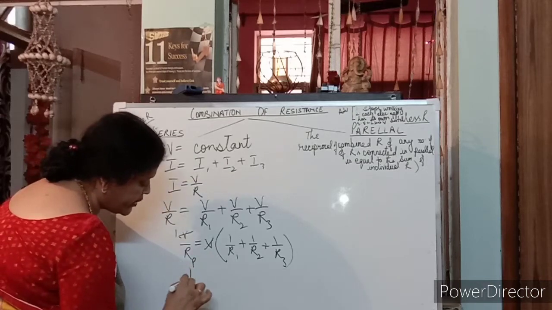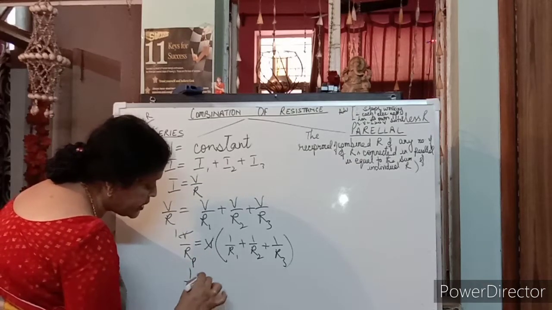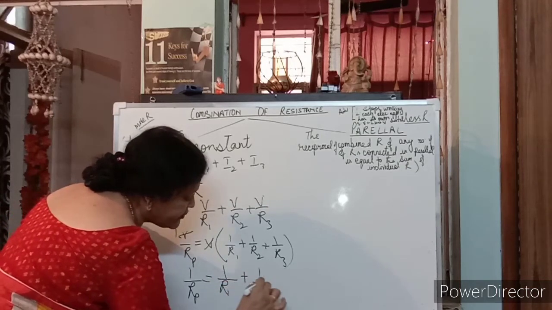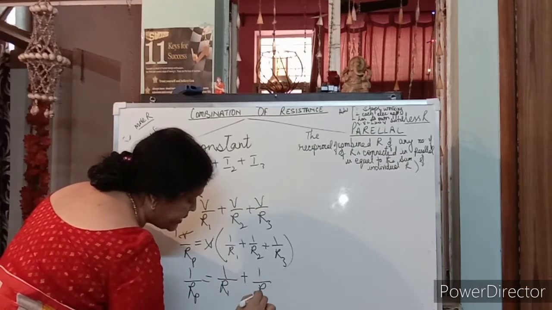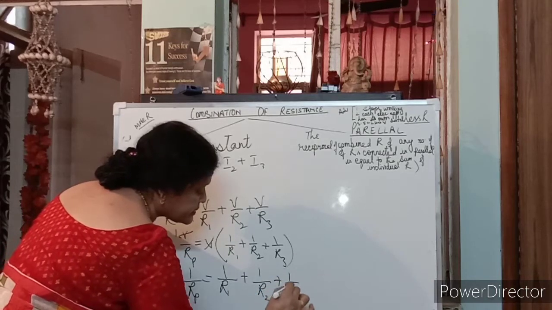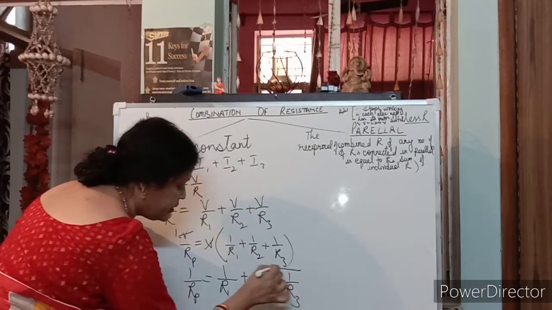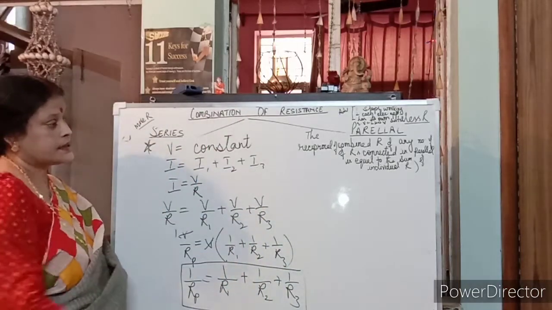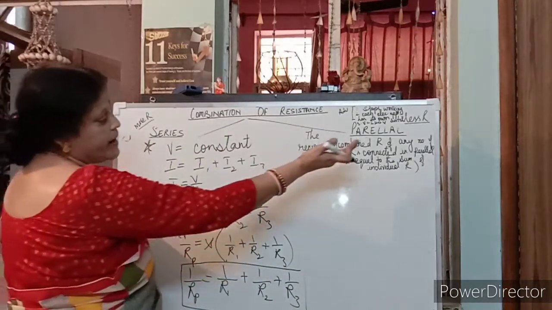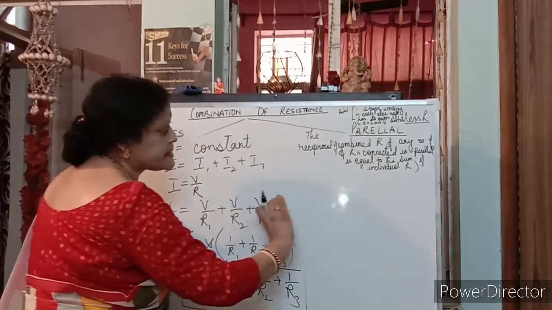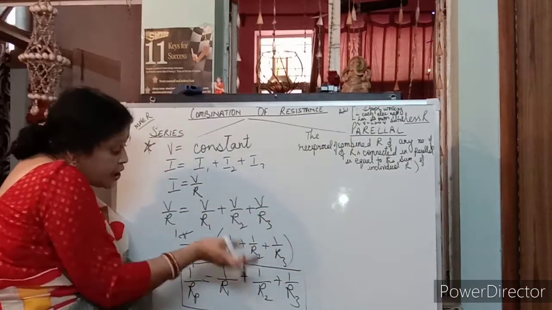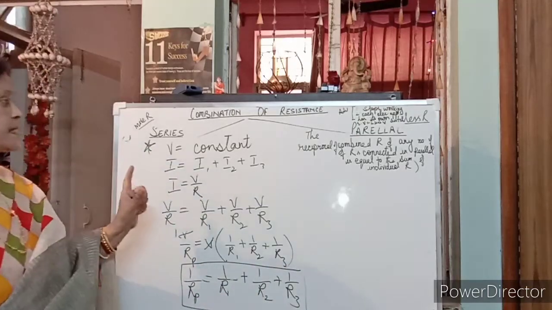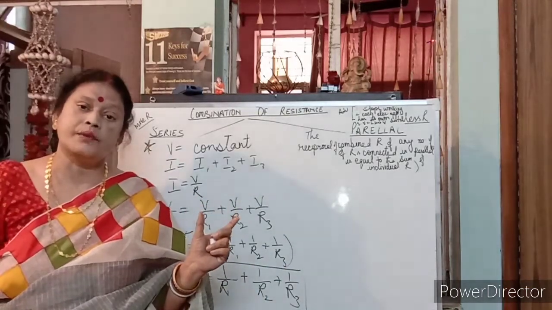So, 1 by Rp is equal to the reciprocal of all the individual resistances combining together. This is called parallel resistance. The reciprocal of the combined resistance of any number of resistances in parallel is equal to the sum of the reciprocals of the individual resistances. This is called parallel combination.